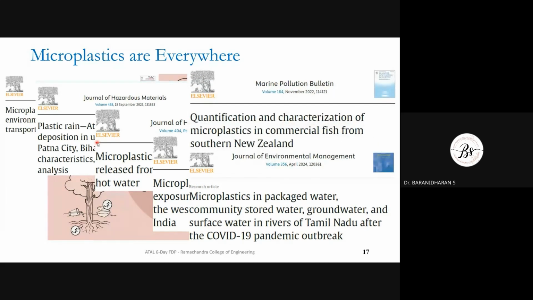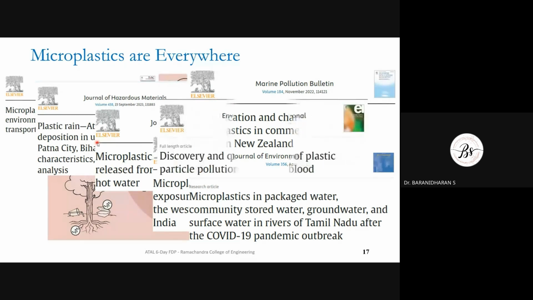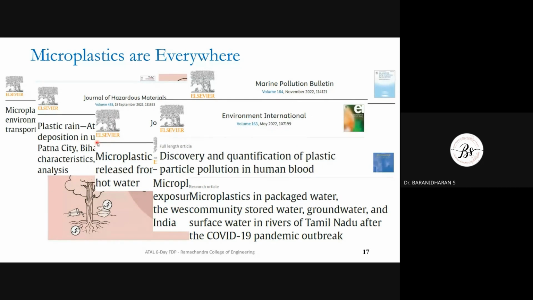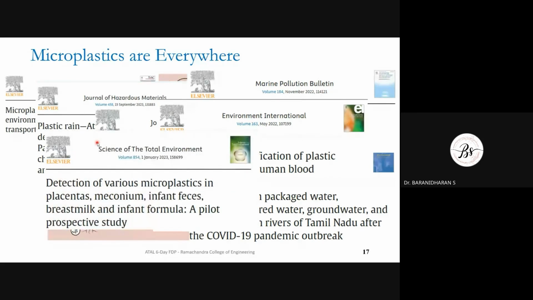They can be there in commercial fish. Studies have confirmed that these microplastics are in the environment, most abundant in the ocean, and then they get onto the fish. And it has been documented that these microplastics are there in human blood, as well as in breast milk, as well as in infants.